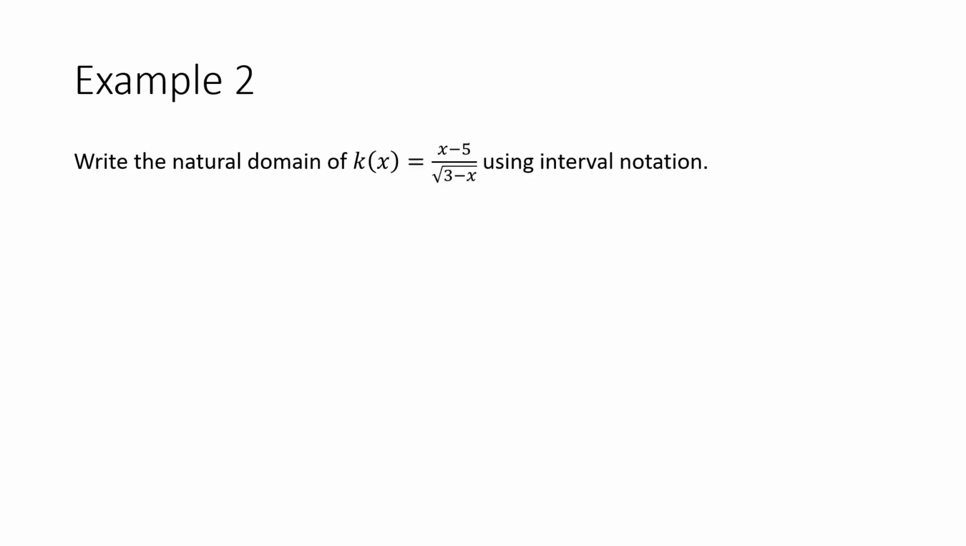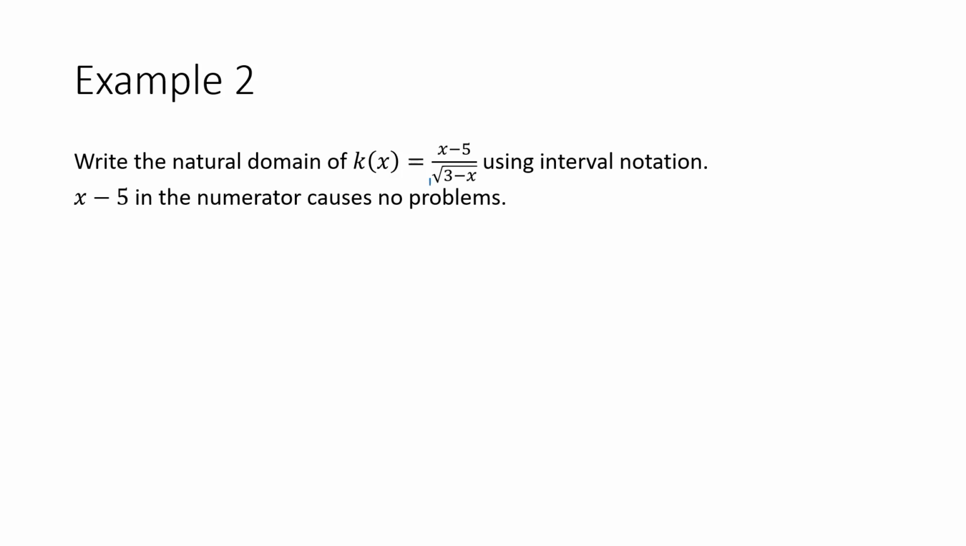Example 2 is a bit tougher. This k of x function is x minus 5 over the square root of 3 minus x. This time, x minus 5 in the numerator is okay. That might be worrisome, but that doesn't cause any domain problems. But there are some domain issues coming in the denominator, right?